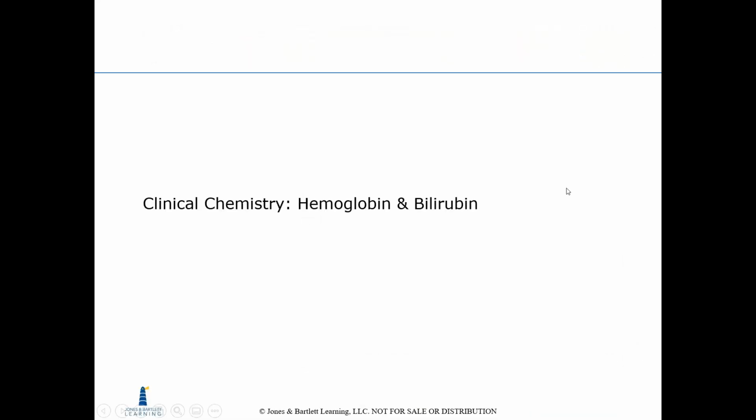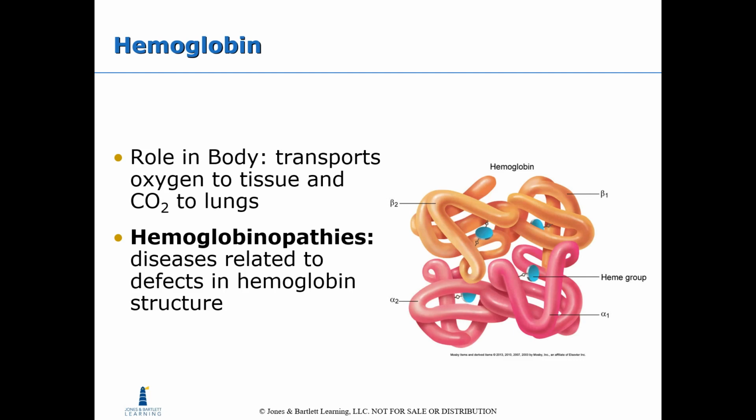Clinical chemistry, hemoglobin and bilirubin. The role of hemoglobin is to transport oxygen to the tissues and, to a much lesser extent, transport carbon dioxide to the lungs. This is a picture of hemoglobin here.